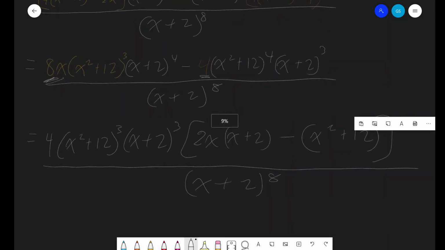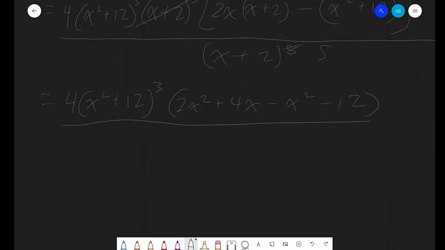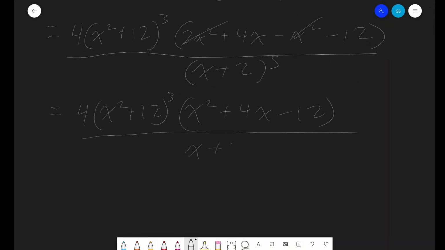We can do some canceling out here. We see there's an x plus 2 to the 3rd power and x plus 2 to the 8th power, so this cancels out and this would become 5. So we have 4 times x squared plus 12 cubed. And now the inside stuff, so that's 2x squared, so I'll just write it out: 2x squared plus 4x minus x squared minus 12, all over x plus 2 to the 5. So this gives us 4 times x squared plus 12 to the 3rd power, times 2x squared minus x squared, that's just x squared, plus 4x minus 12, all over x plus 2 to the 5.